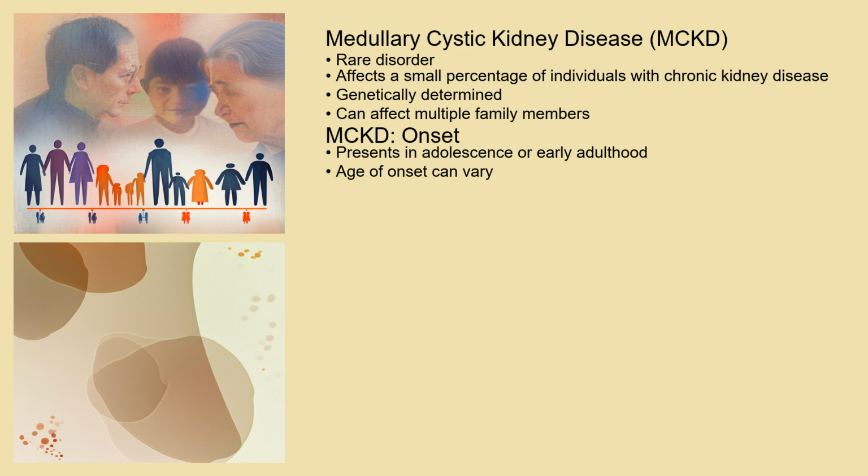Medullary cystic kidney disease is a rare disorder. Precise epidemiological data is limited, but it is estimated to affect a small percentage of individuals with chronic kidney disease. Because it's genetically determined, MCKD can affect multiple family members. It often presents in adolescence or early adulthood, but the age of onset can vary.